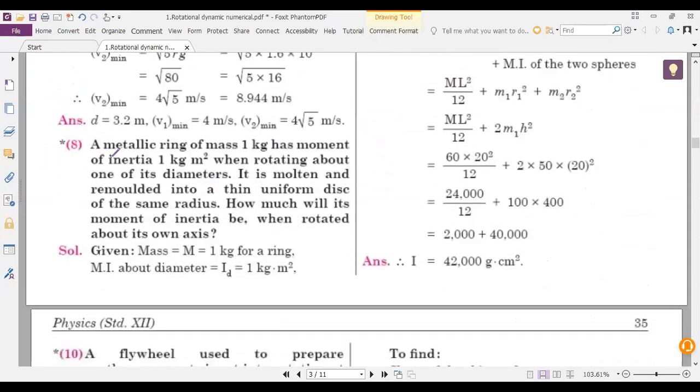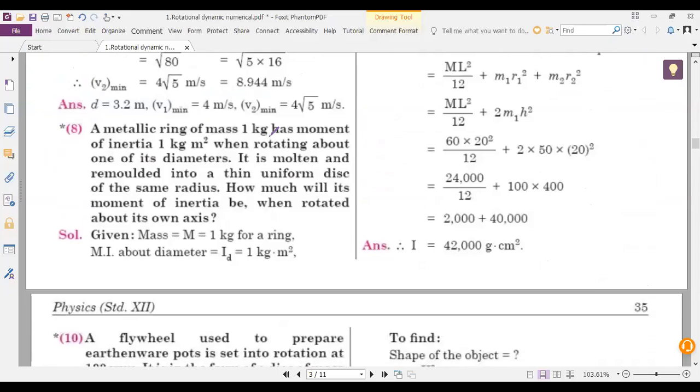Second numerical: a metallic ring of mass 1 kilogram has moment of inertia 1 kilogram meter square when rotating about one diameter. It is molten and remolded into a thin uniform disc. Now here see, the word disc came. I hope you know the rolling motion part is removed from this exam, right? So this question is also removed from your board exam. Okay, students. So remove this metallic ring of mass 1 kilogram question.